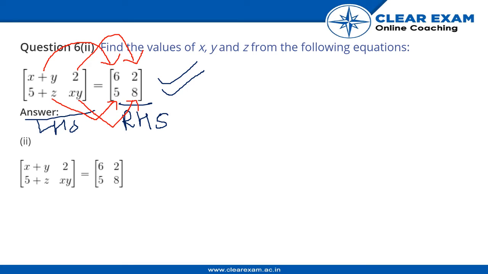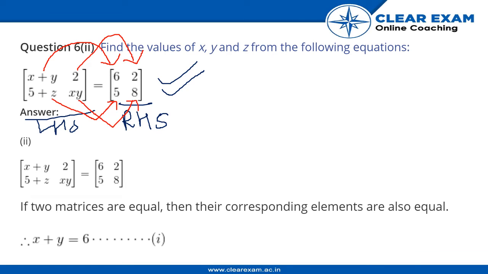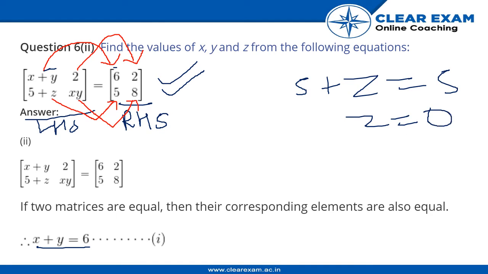So now we have some equations. Let's see what equations we have. The first equation is x plus y is equal to 6. The second equation will be 5 plus z is equal to 5, which implies that z is equal to 0. And the third is xy is equal to 8.